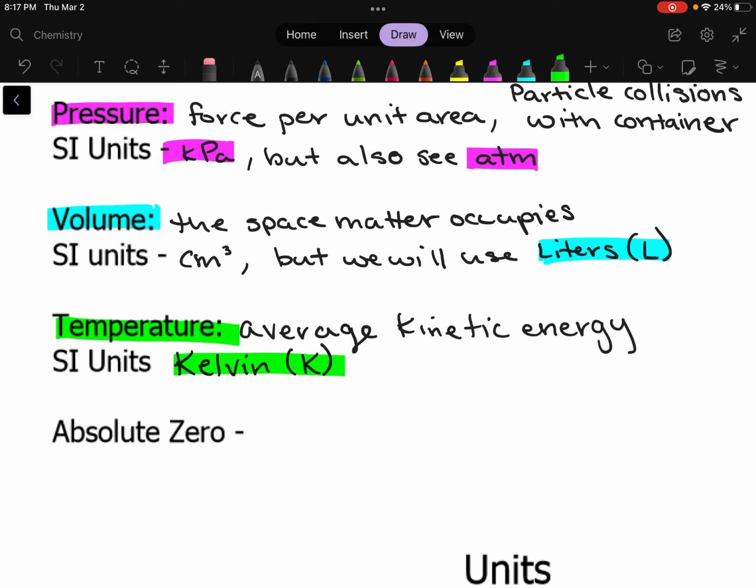Now, in Kelvin, there's something special called absolute zero, and that is 0 Kelvin. That is the point at which there is no more particle motion.